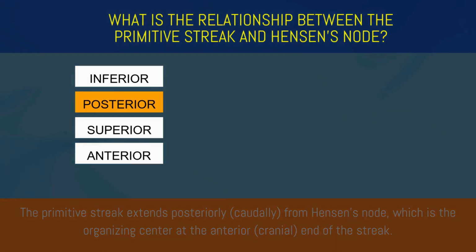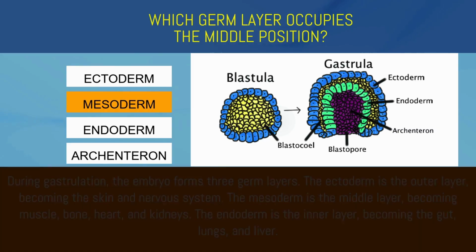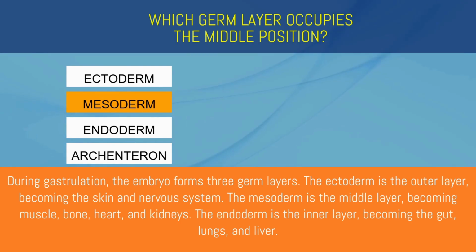Which germ layer occupies the middle position? Ectoderm, mesoderm, endoderm, or archenteron? Mesoderm. During gastrulation, the embryo forms 3 germ layers. The ectoderm is the outer layer, becoming the skin and nervous system. The mesoderm is the middle layer, becoming muscle, bone, heart, and kidneys. The endoderm is the inner layer, becoming the gut, lungs, and liver.